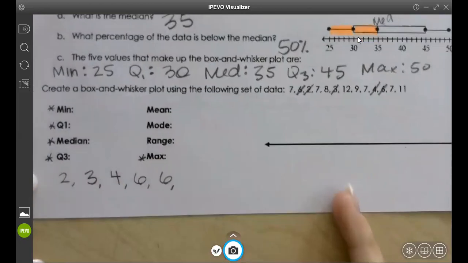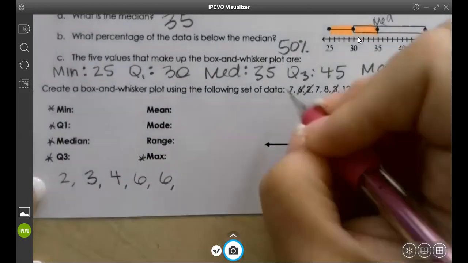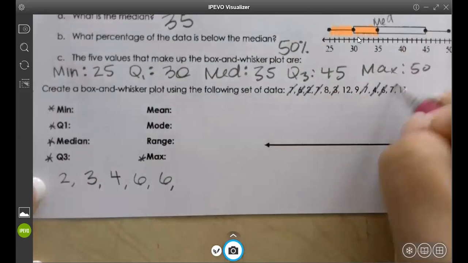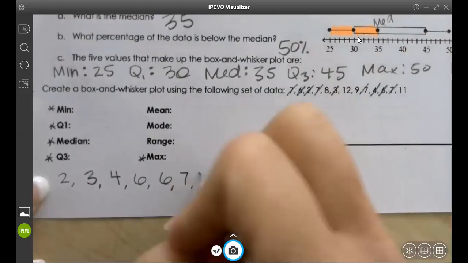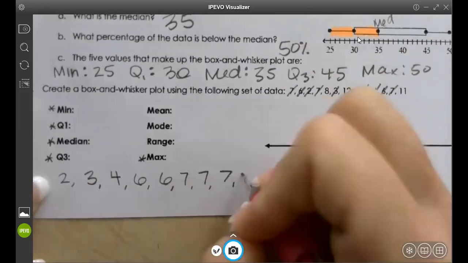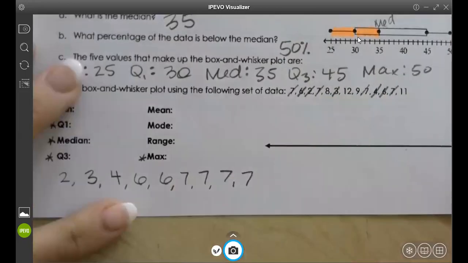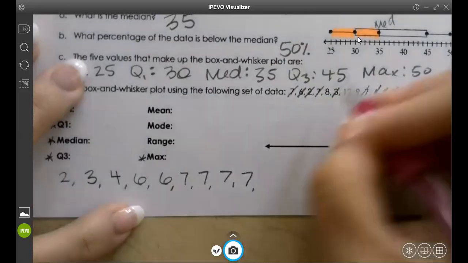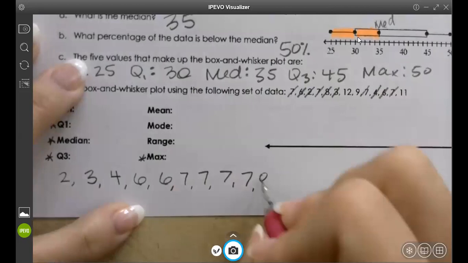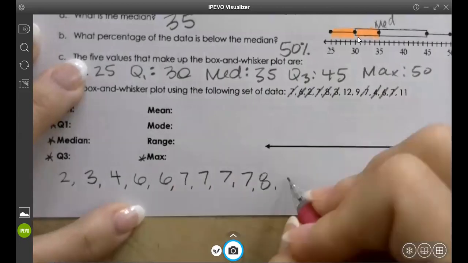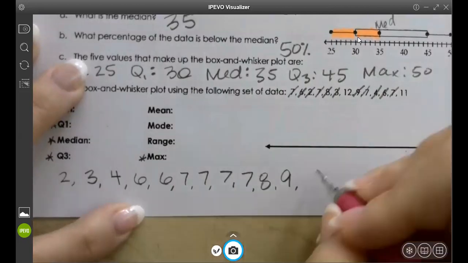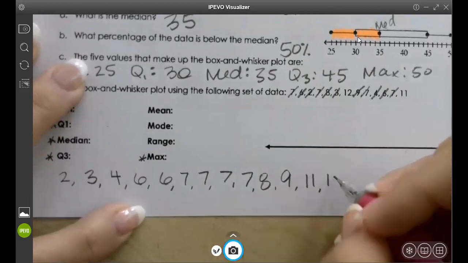What do we see next? How many 7? 4. 1, 2, 3, 4. What comes next? 8. There's just one of those. What comes next? 9. There's just one of those. And then 11 and 12.